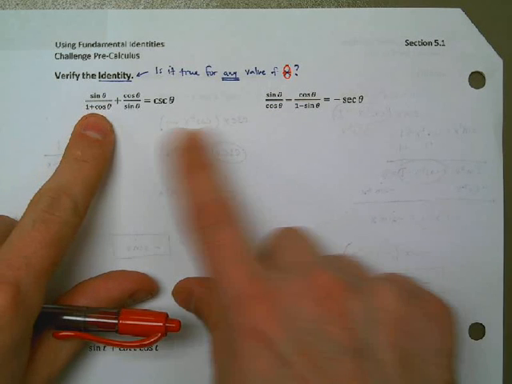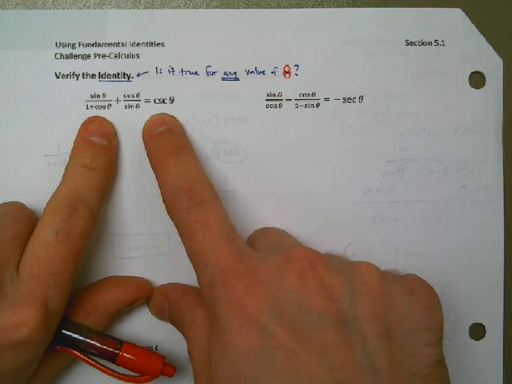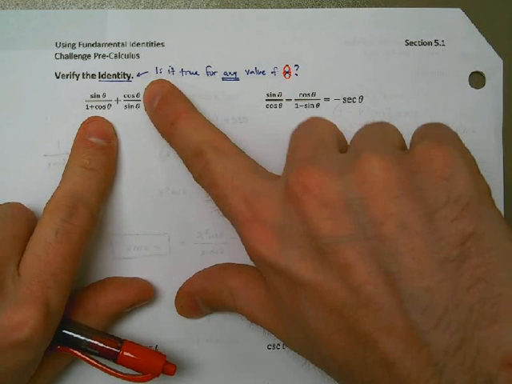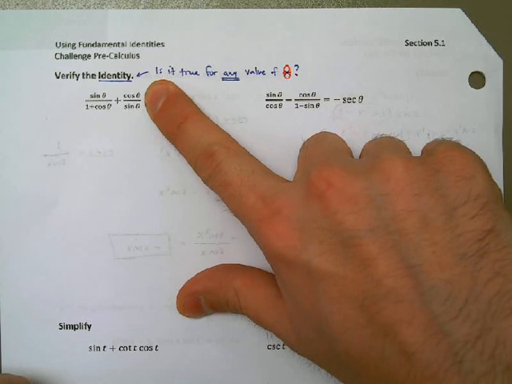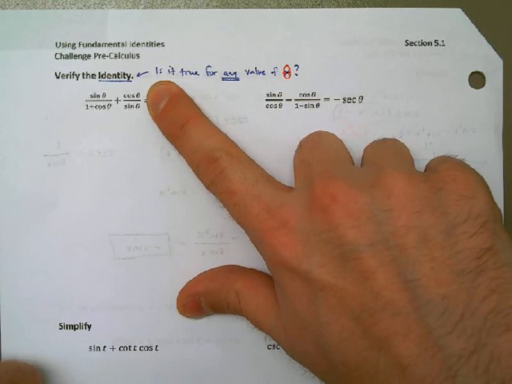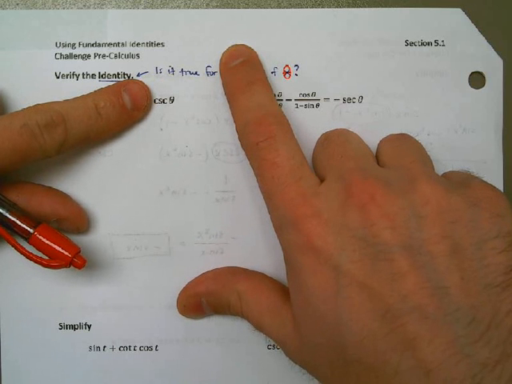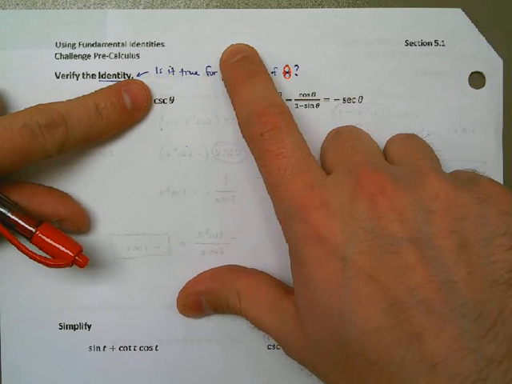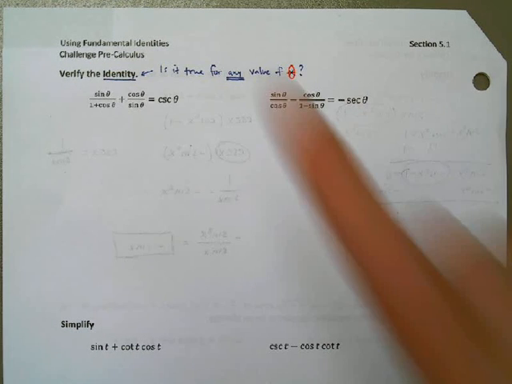Verifying that something is an identity takes a little bit more work, and the process goes like this. We're going to start with the complicated side, always the complicated side. We're going to try to whittle this down and simplify it, just like I did in the last example. If it's an identity, we should get cosecant theta when we're done. So really, this is almost the exact same as a simplify problem.